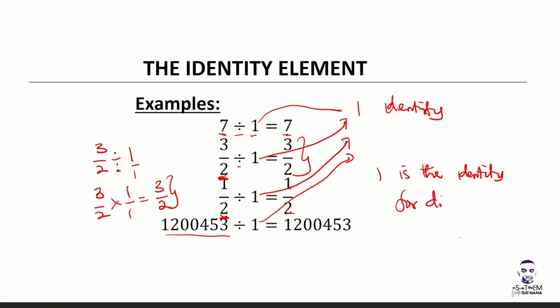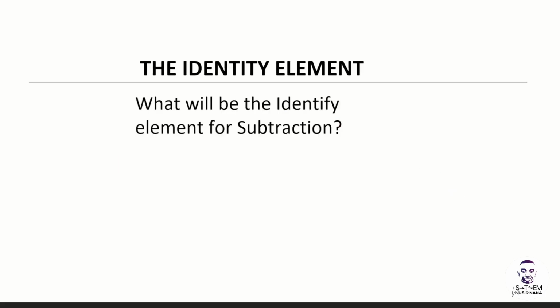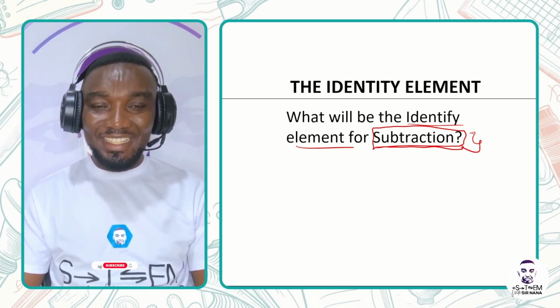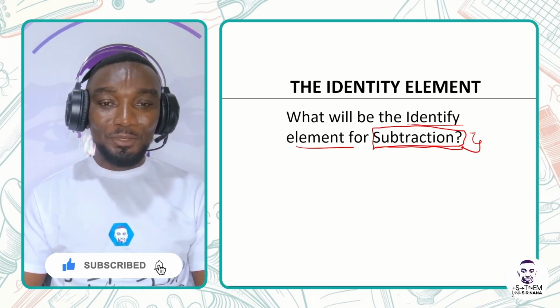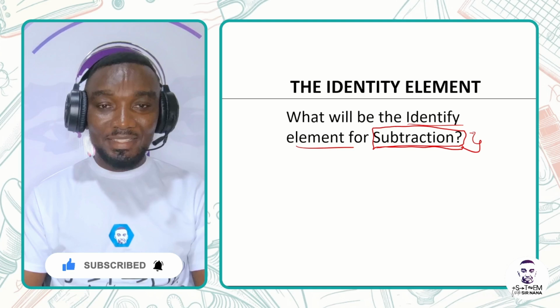In concluding, put in the comment section, I want to find out what will be the identity element when we are considering subtraction. Try it, use some examples, and let's see what will be the identity element or the identity number for subtraction. Basically in this lesson, we have considered the identity element, and we have used some examples for us to be able to have a better understanding of what the identity element is.